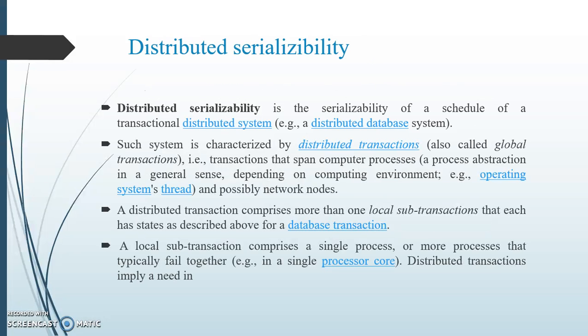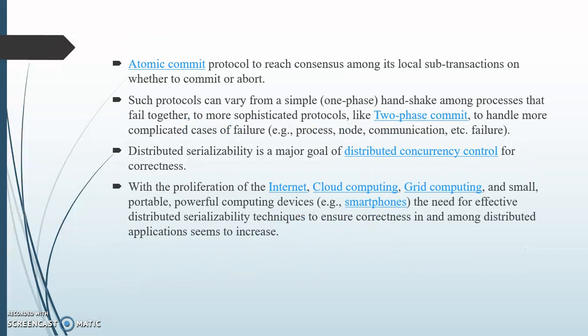The other kind of serializability is distributed serializability. Distributed serializability is the serializability of a schedule of a transactional distributed system. Such a system is characterized by distributed transactions in a general sense, depending on the computing environment and possibly network nodes. A distributed transaction comprises more than one sub-transaction, local sub-transactions, that each have states described above for a database transaction. An atomic commit protocol is used to reach consensus among its local sub-transactions on whether to commit or abort.